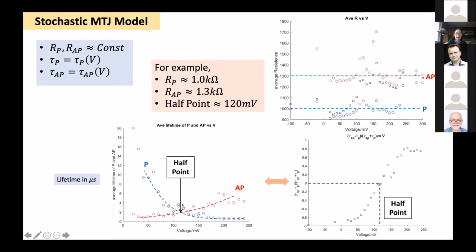And we define what's called a half point, where 50% of the time the device is in the parallel state and 50% of the time in the anti-parallel state. And we can relate that to the sigmoid curve that we have for a particular device. So we go through and we characterize each of our devices.